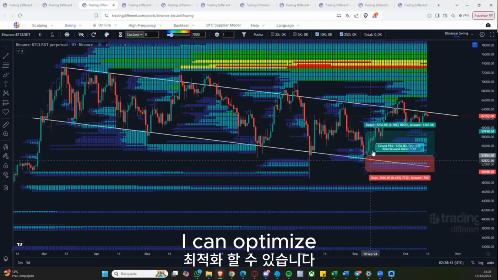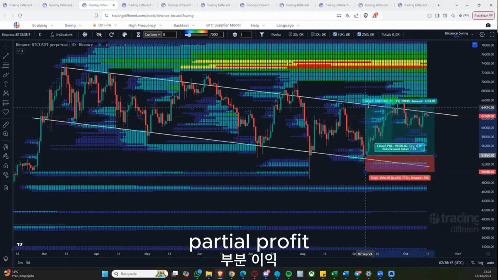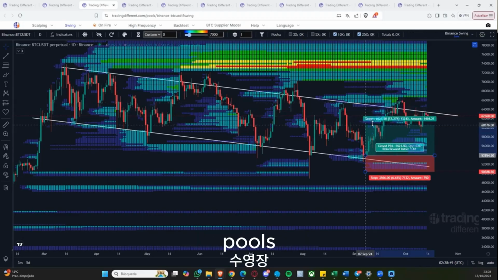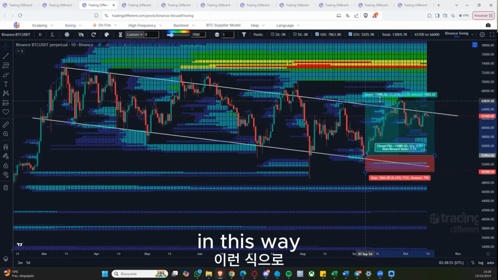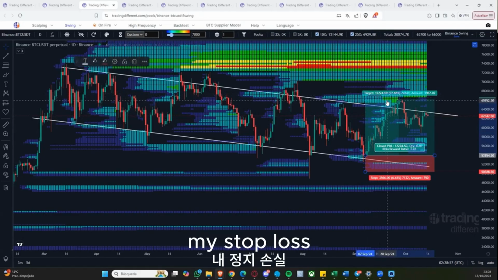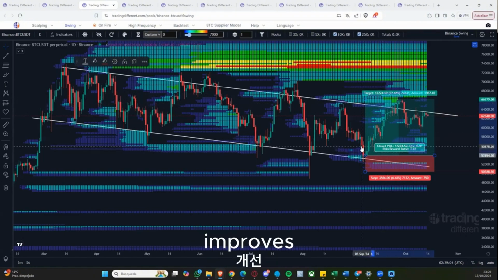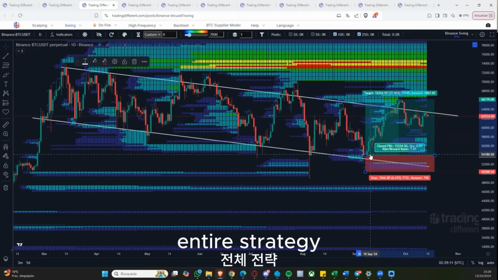In addition, I can optimize my take profit. I can make partial profit takings in the different pools. I take the take profit to the area of greatest liquidity. In this way, I optimize 3 key points: my entry, my stop loss, and my take profit. Ultimately, all of this improves the efficiency of the strategy. This significantly improves my risk-reward across the entire strategy.